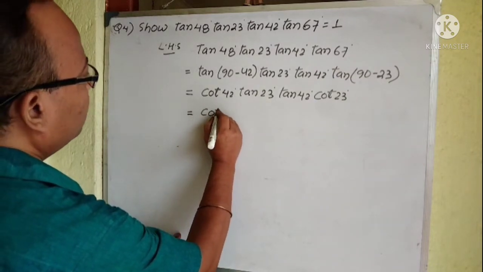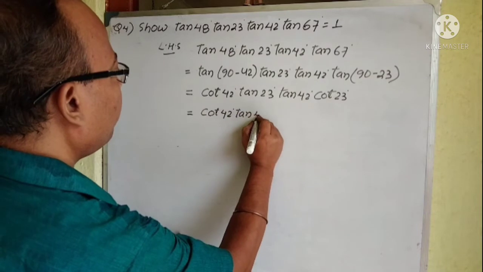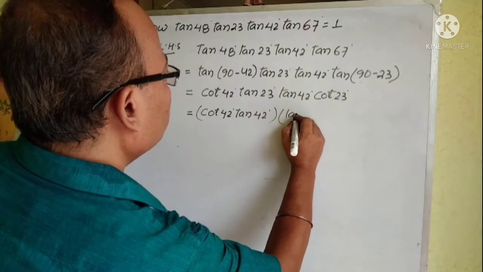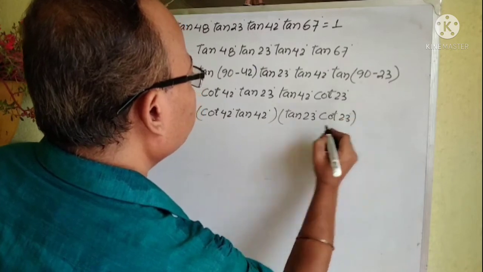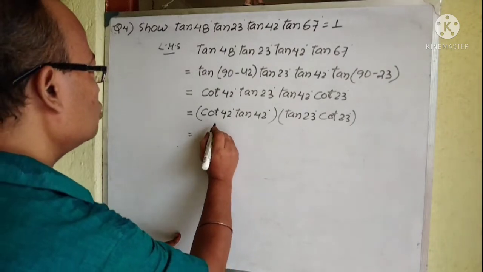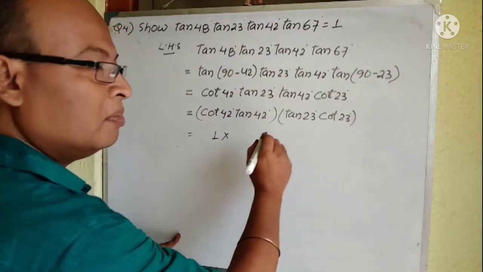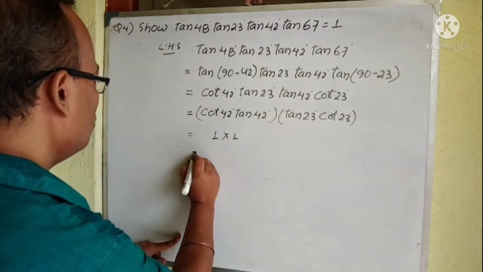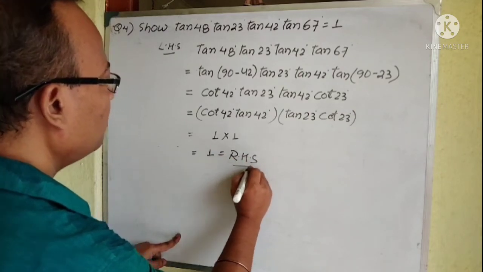Write like this, cot 42 degree and then tan 42 degree. Okay, put a bracket. Now tan 23 degree and cot 23 degree. So you know cot theta into tan theta is how much? 1. So cot 42 into tan 42 is 1. Tan theta into cot theta is how much? 1. Tan 23 degree into cot 23 degree, it will be 1. So 1, which is your right hand side. So hence we have proved.